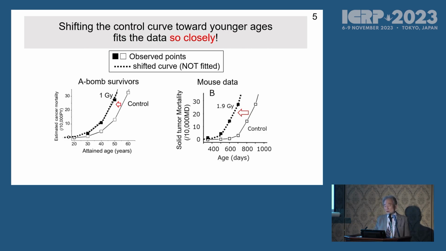How about mouse? The right panel shows the same thing. Closed square is the observed mortality. But the dotted line is just a parallel shift of the control curve.